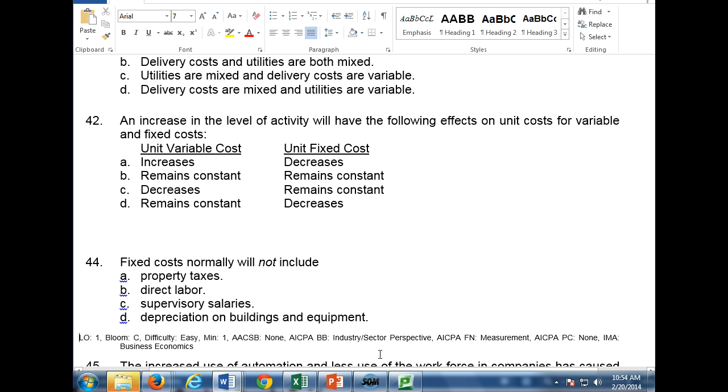44 is B. Who agrees that 44 is B? Do you guys know that direct materials and direct labor will always be variable costs? Right?